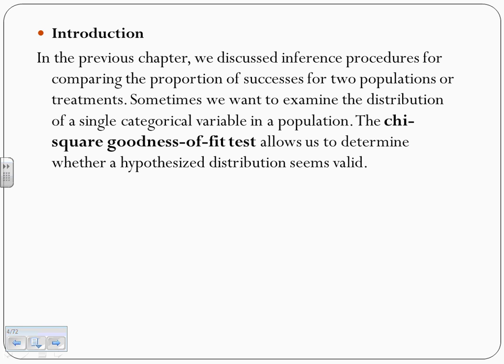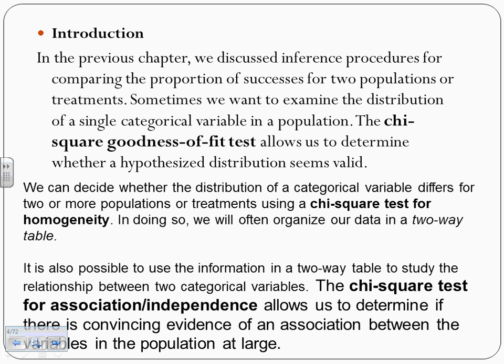So in the previous module, we discussed inference procedures for comparing the proportion of successes for 2 populations or treatments. Sometimes we want to examine the distribution of a single categorical variable in a population. The chi-square goodness of fit test allows us to determine whether a hypothesized distribution seems valid. So we can decide whether the distribution of a categorical variable differs for 2 or more populations or treatments using a chi-square test for homogeneity.